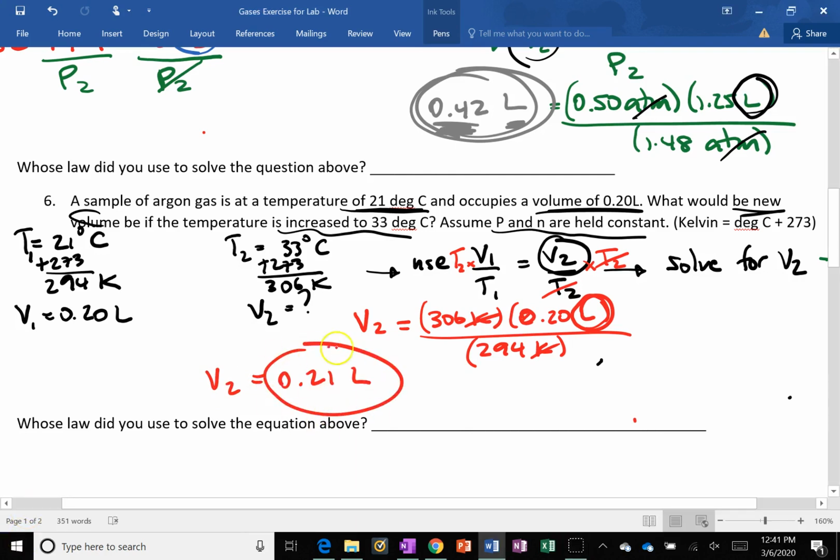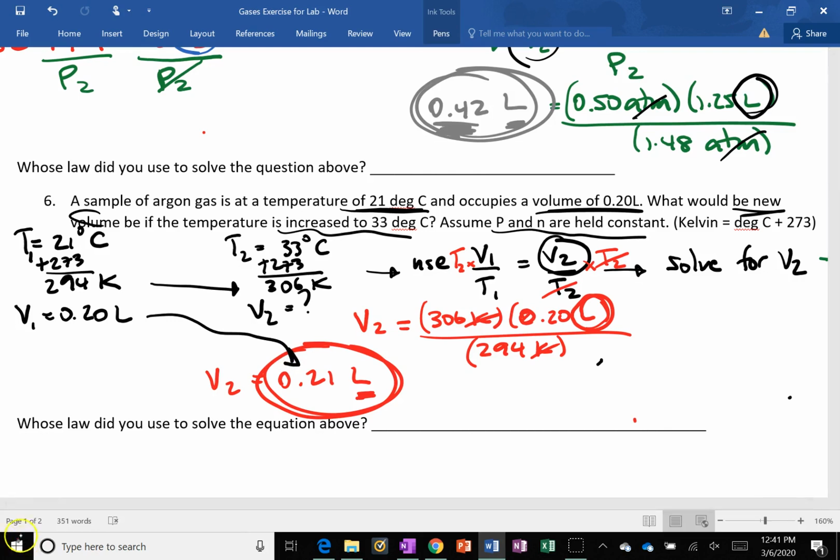So in terms of the units, it makes sense, we have liters. And in terms of the number now, right, because there's a direct relationship between V and T, if I increase the temperature, the volume should increase as well. And it did go up, not by a lot, but it did increase. So the final answer does make sense.